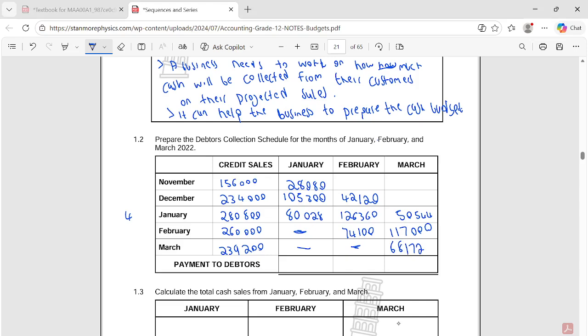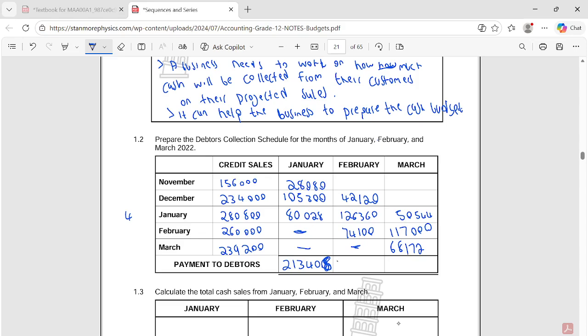So I'm going to get my total collection for January, total collection for February, and total collection for March. So my total collection for January is 42,120 plus 126,360 plus 74,100. This is my collection for January. You must also always show this collection. You must add these three amounts, then you get your total collection, right?